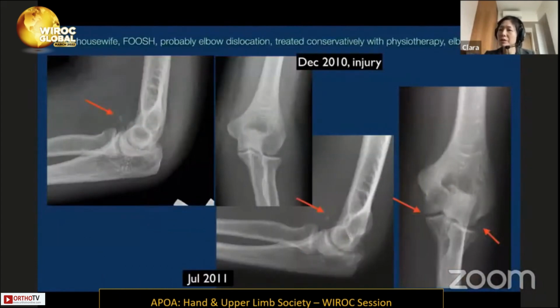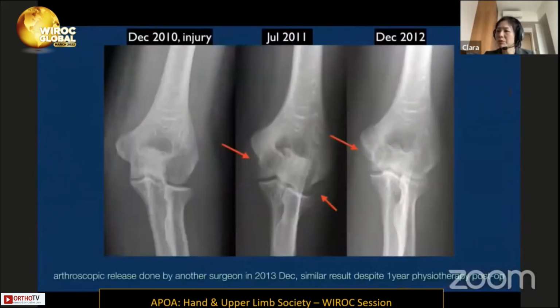This is a 56-year-old lady with an elbow dislocation, initially treated conservatively with physiotherapy, but the elbow was very stiff.